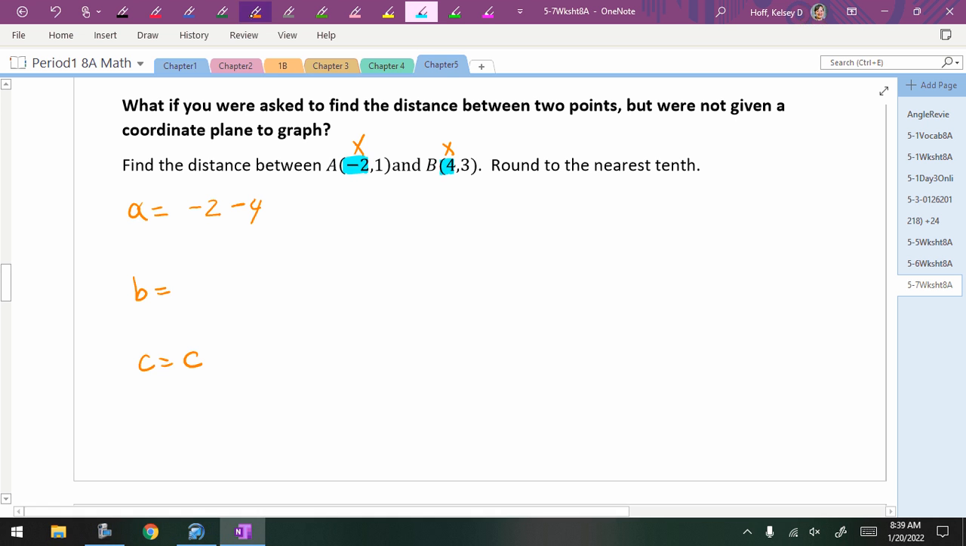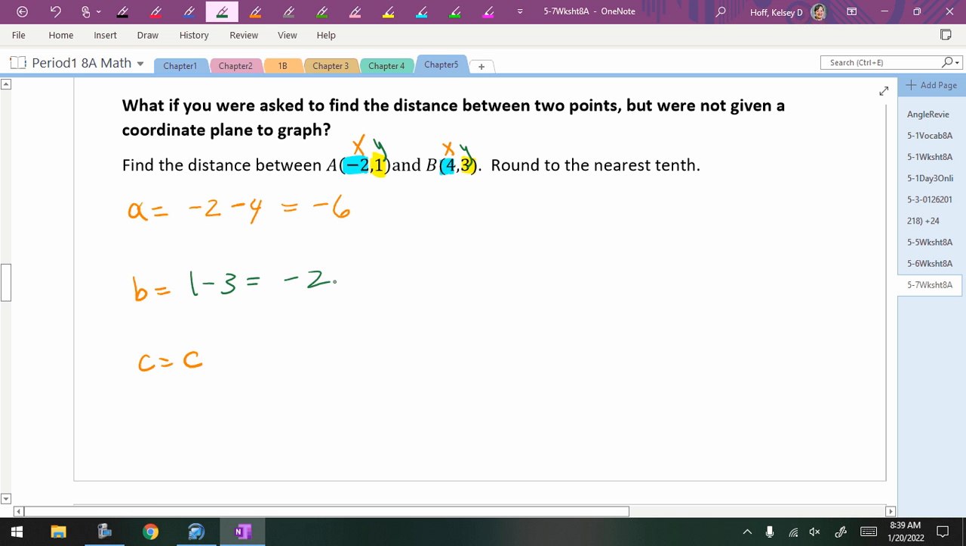-2 minus 4. If I was on a number line, I'm over at -2, and I take away 4 more, where am I at? -6. B is going to be like my y's. Which y should I start with? 1 minus 3, which is -2.